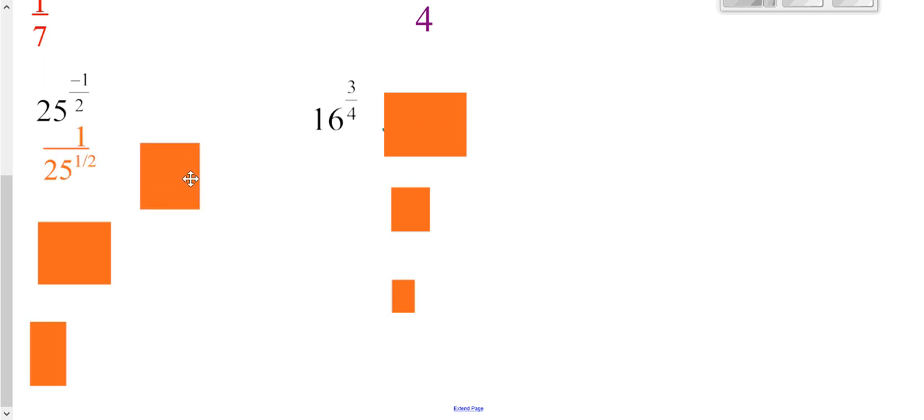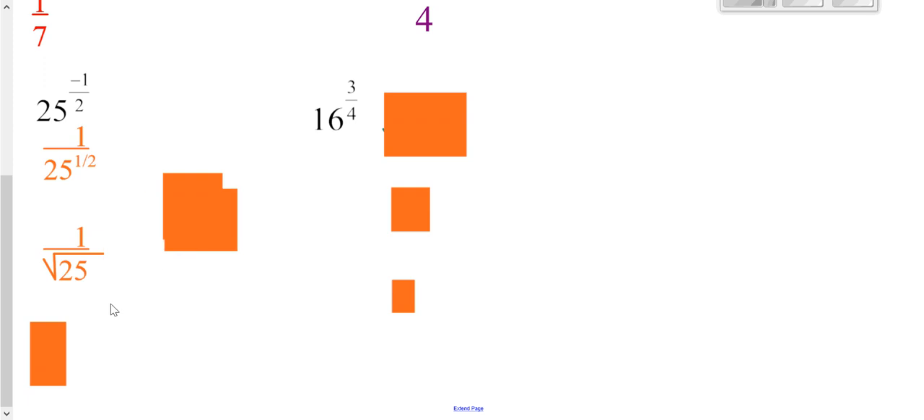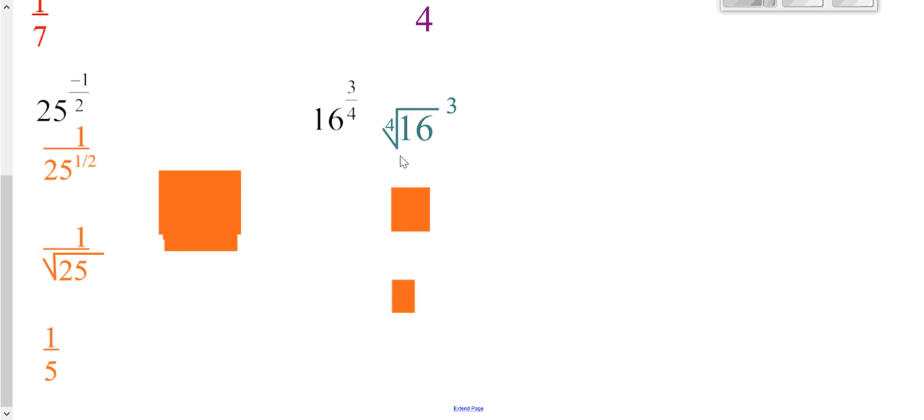Negative exponent puts it down in the bottom and makes it a positive exponent. This 1/2 power means the square root of that 25 in the bottom, which would be 1 over 5. Here we'd have 16 to the 3/4, which is the 4th root of 16 cubed. Now, whether you choose to cube your 16, then do your 4th root, or try to do your cubing afterwards, doesn't make a difference. I'm going to do the cubing afterwards because the 4th root of 16 is 2. Then all I have to do is cube that, and I just get 8.